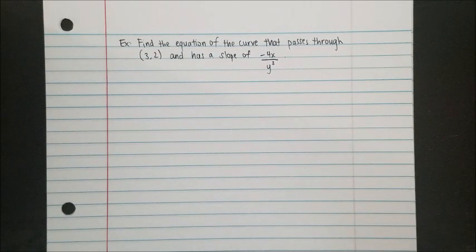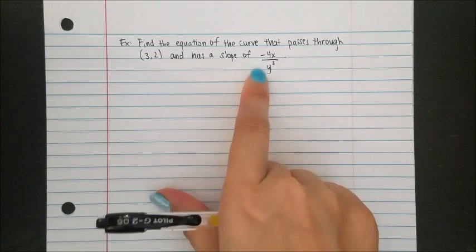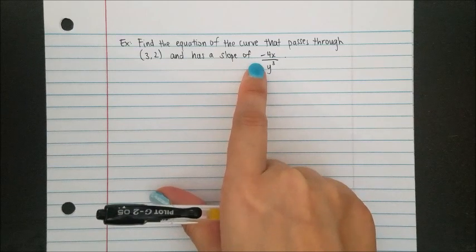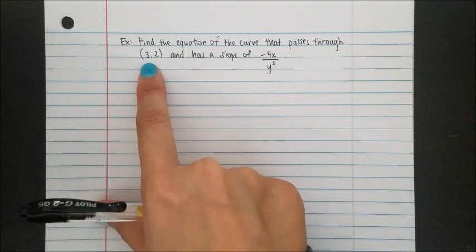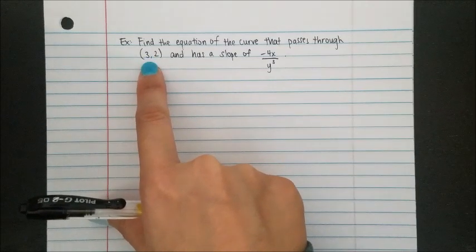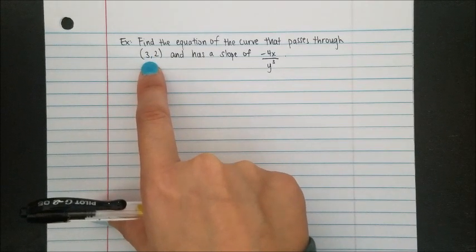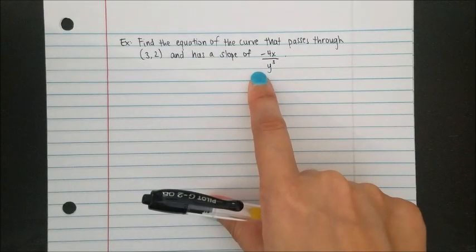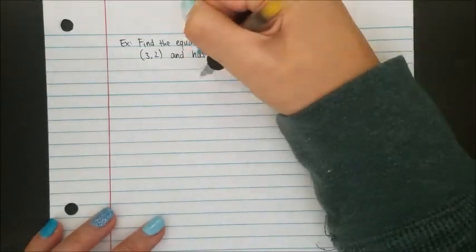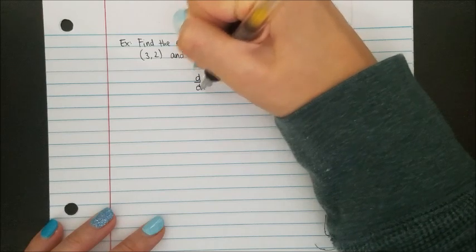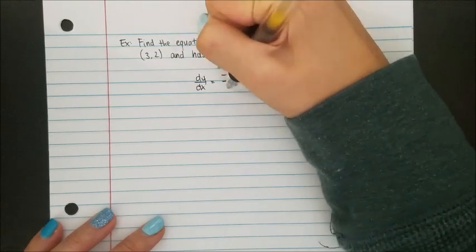All right, for the last example, this time, rather than giving us a differential equation, I'm going to give you the equation of the slope. So it says that slope is negative 4x over y cubed, and we're trying to find the equation of the curve that passes through this point, 3, 2. So this is kind of like our initial condition, because they gave us an x, they gave us a y. And if they gave us a slope, that basically means, remember, slope is just another word for derivative. So if the derivative is negative 4x over y cubed, then dy dx equals negative 4x over y cubed.